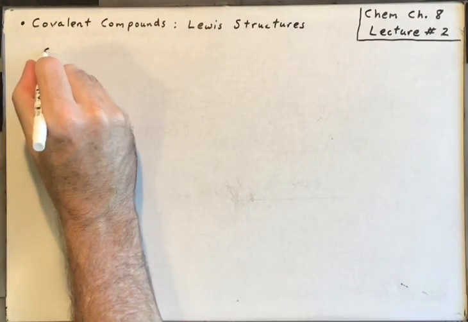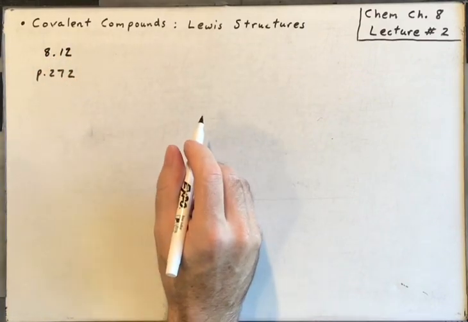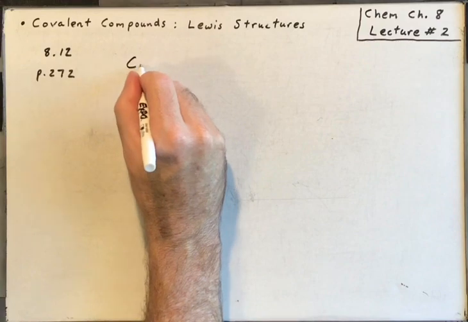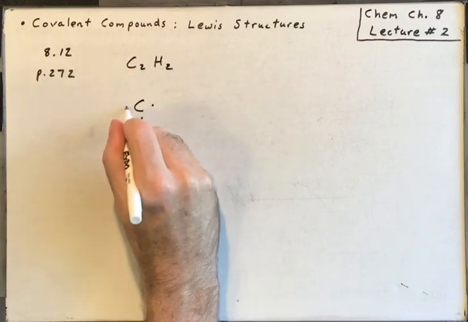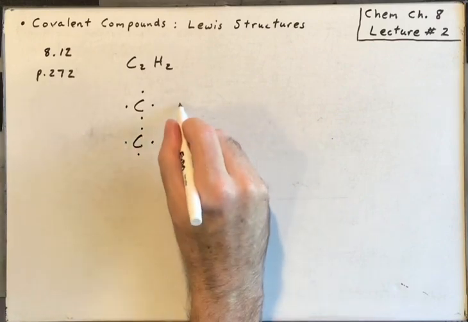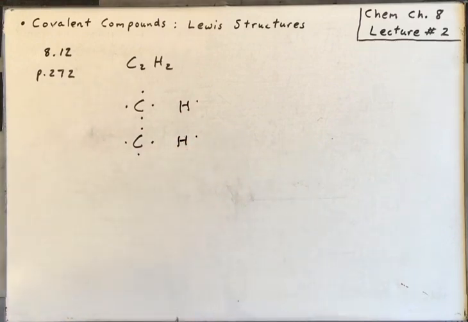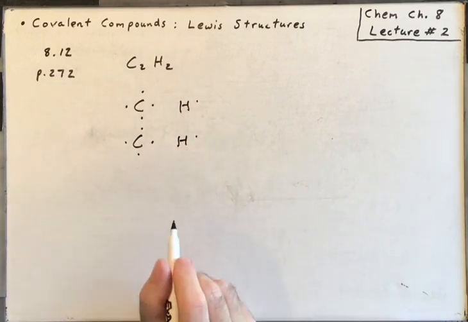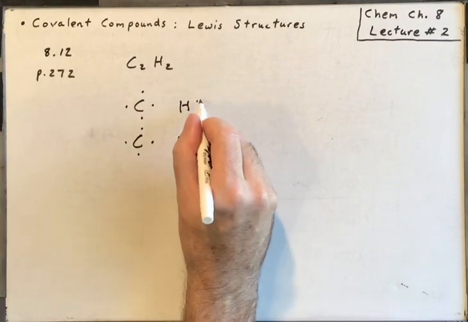This is 8.12, and it says C2H2. So carbon's in column 4, and we have 2 of them. And then we have 2 hydrogens. All right, so we've got 2 carbons.